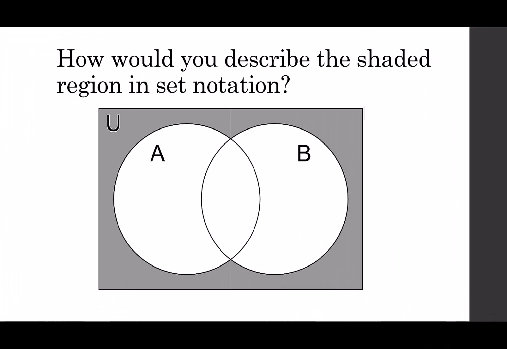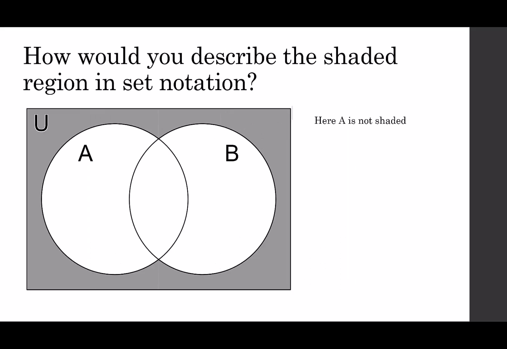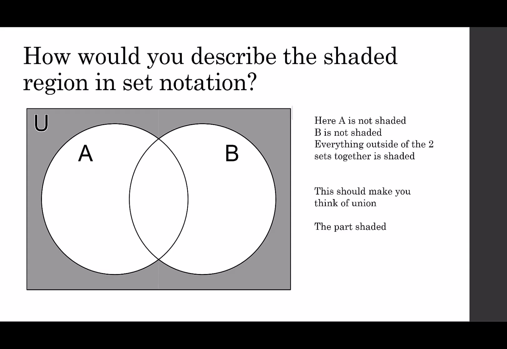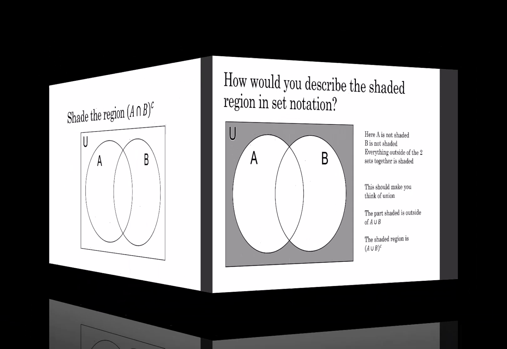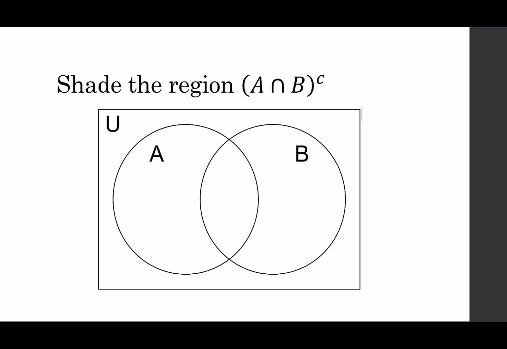Let's take a look at a second diagram. Here, A is not shaded, B is not shaded, but everything outside of the two sets is shaded. This should make you think of union. I can see A and B are put together, but we shaded outside of that, which means we shaded A union B complement.